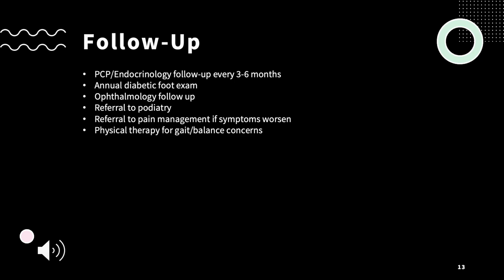Ongoing follow-up is necessary for chronic disease management and prevention of complications. This patient should continue following up with primary care and endocrinology every 3 to 6 months. Annual diabetic foot exams and ophthalmology evaluations are important components of diabetic care. Referral to podiatry can help with nail care, pressure reduction, and ulcer prevention. If neuropathic pain worsens, referral to pain management may be appropriate. Physical therapy may also improve gait stability, balance, and overall mobility.